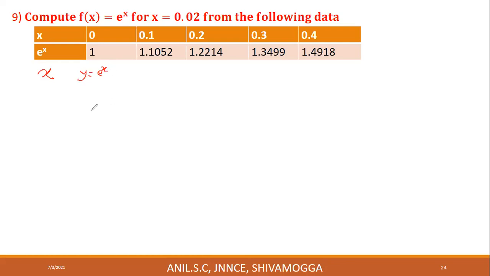And what kind of interpolation is this? Forward or backward? X is equal to 0.02, and this is near the start of the table. Forward, because 0.02 lies somewhere between 0 and 0.1, that is to the left of the table. Forward interpolation is the appropriate one.